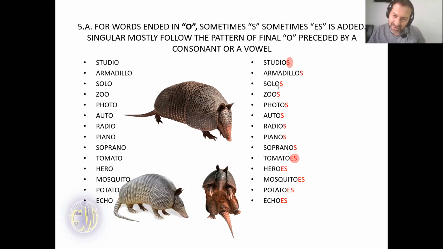In here, this O is preceded by a consonant, but in here is preceded by a vowel. So my advice is to learn them by heart, okay? By heart. So now let's talk about these animals. Studios. Animals know words. Studios, and this wonderful and beautiful animal, armadillo.